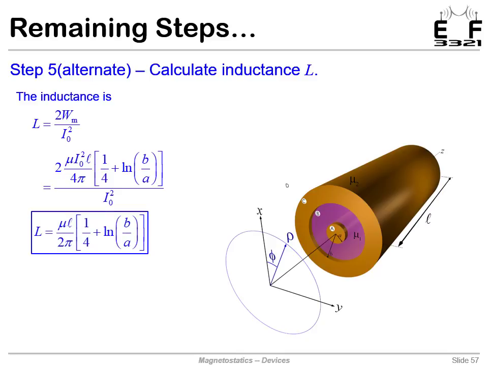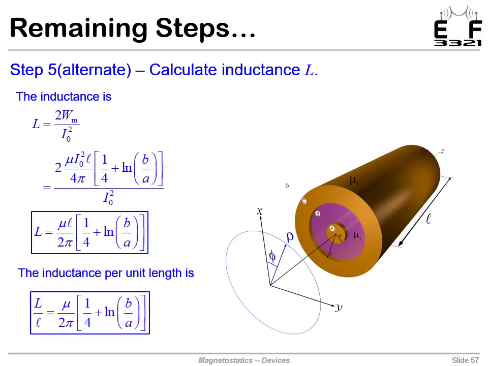So we have our final expression for the inductance of a coaxial line. And like we did before, usually it's more useful to have an inductance per unit length so that we can figure out the inductance for any length coax line. So we bring this L over to the left side of the equation, and we have the inductance per unit length.